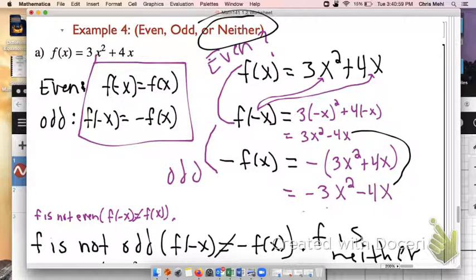Okay, so f is neither even nor odd. Okay, so I want to do one more. I want to do part B. Or maybe I don't even want to do part B. Let me do like part A.5. I want to do one that's a little more, I guess, difficult than these two, or maybe different is the better word.